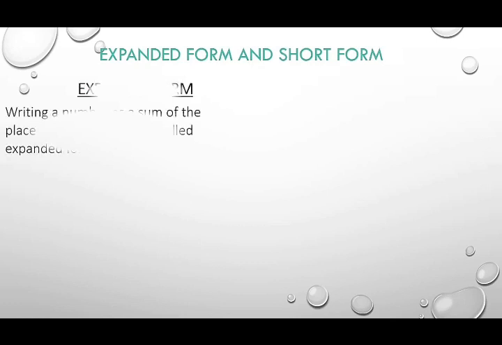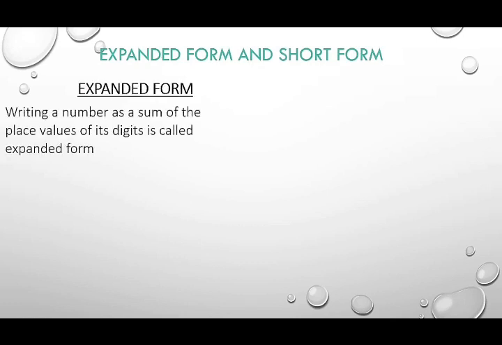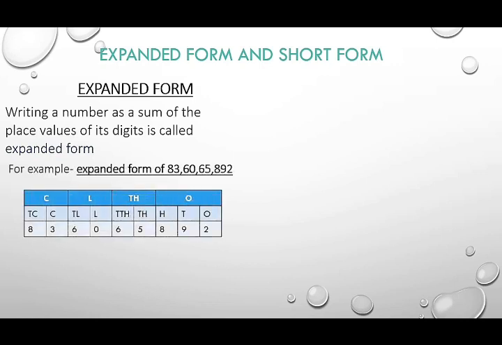Let us try to understand expanded form and short form of the numbers. Writing a number as a sum of the place values of its digits is called expanded form. For example, to expand the number 83 crore 60 lakh 65,892, we will write the place value of each digit with addition sign between them.